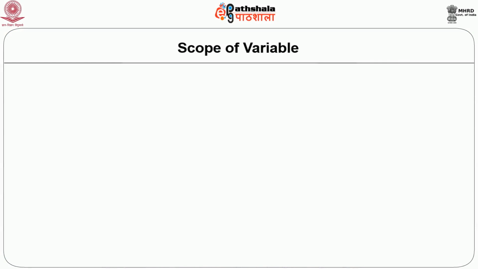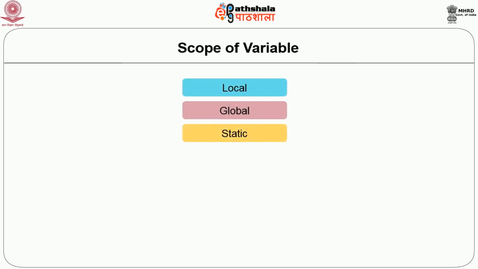Scope means the accessibility or visibility of a variable that you can use within the program. Scope of a variable can be local, global, or you can say static. Static is also one type of scope we can consider. When you define a variable within a function, its scope is local. That means it is not accessible outside that function.